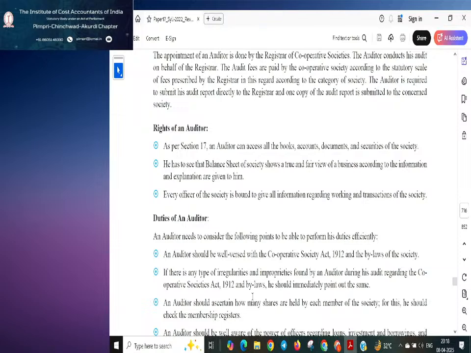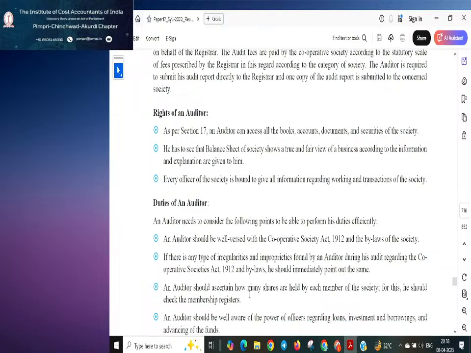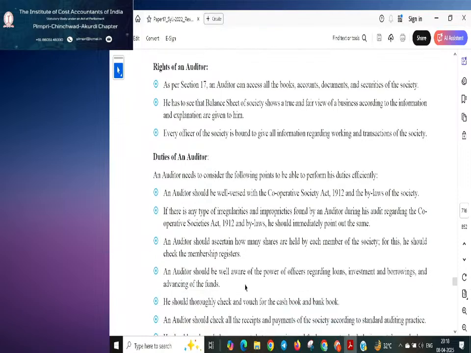When it comes to duties of an auditor, what is he supposed to do? First, he should get well versed with the Cooperative Societies Act 1912 and the bylaws of the society. This is very, very important. If any irregularities are found by an auditor during his audit, whether with the Cooperative Societies Act 1912 or with the bylaws, he should immediately report it. An auditor should ascertain how many shares are held by each member. That is important, because not more than 20% of shares should be held by a member.